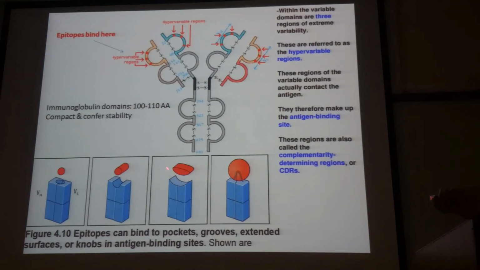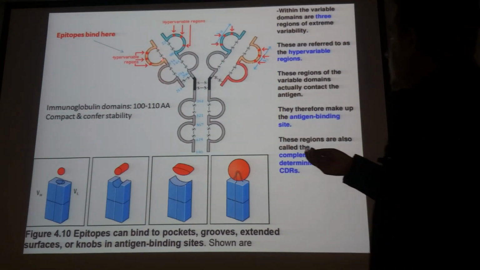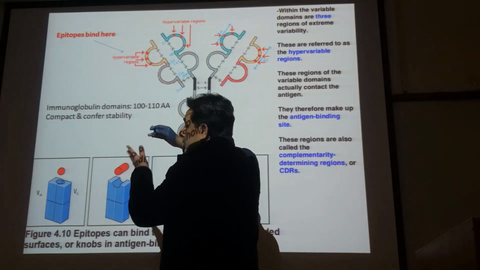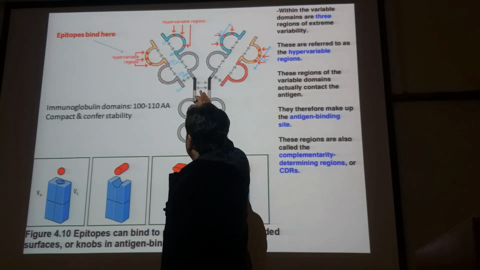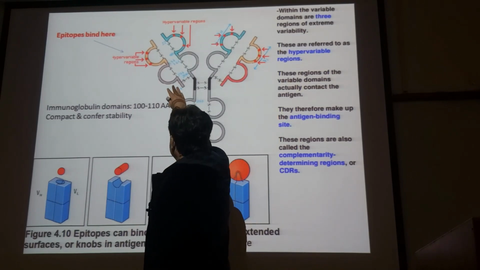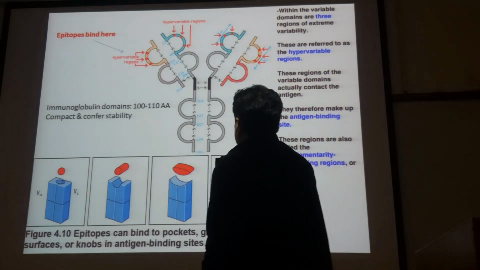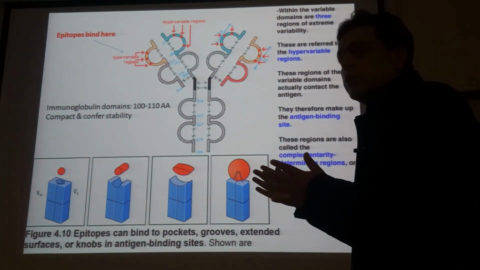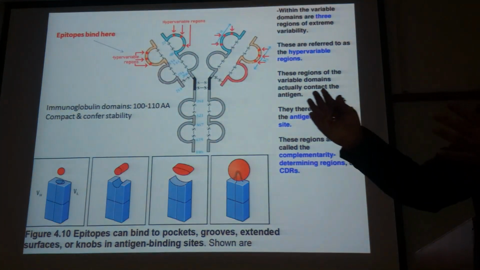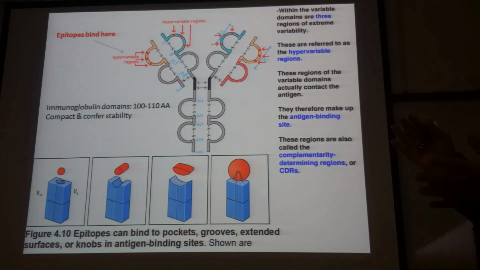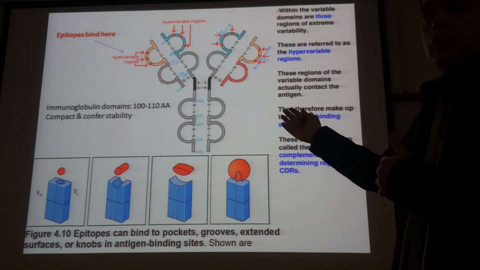So you see that there are different domains attached with each other through these disulfide linkages, but the length of these domains is about 100 to 110 amino acids. We call them immunoglobulin domains, okay.